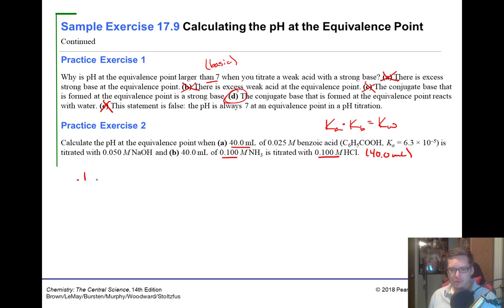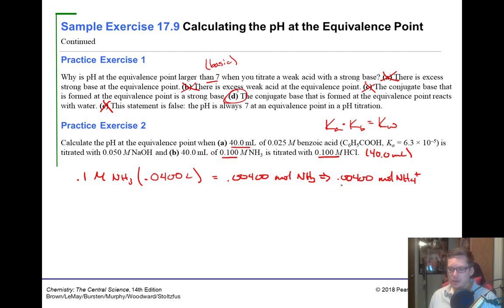So we're going to start with our 0.1 molar NH3. All right. And we're going to convert that into moles by multiplying by the liters we added. So 0.040 liters. All right, so we have, well, I don't need a calculator for that, 0.00400 moles of NH3. Okay, and that's going to be turned into its conjugate acid because NH3 acts like a base. All right, so that's just going to turn into 0.00400 moles of NH4 plus.